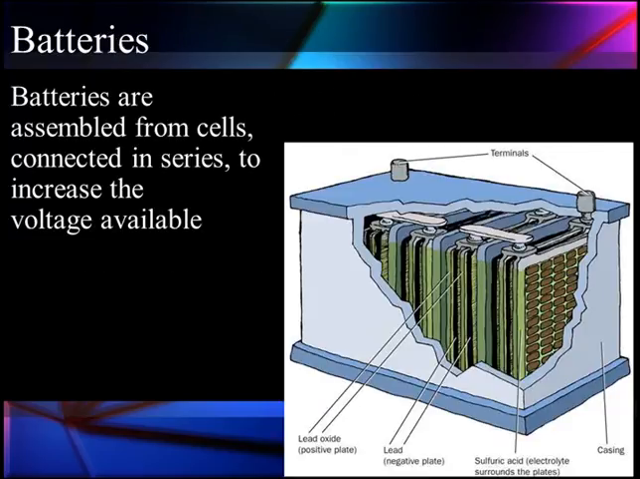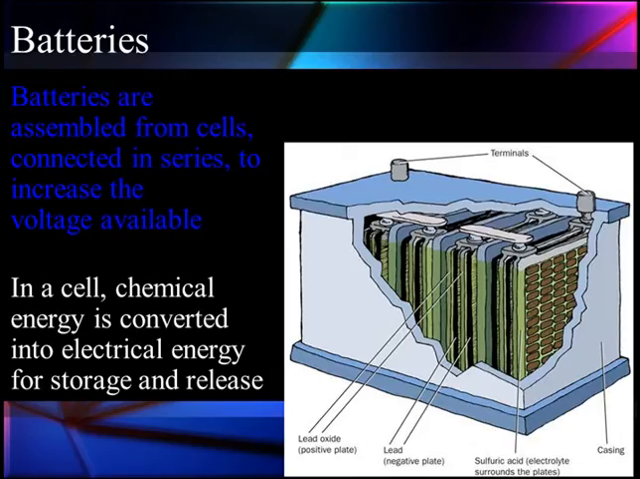Let's start off with our battery. It's an assembly of cells connected in series to increase the voltage that's available. Now, in a cell, the chemical energy is converted into electrical energy for storage and release. What that means is we're storing ions. We're having ions going through an electrolyte and depositing on the cells. We have an excess of negative ions on the negative cell and an excess of positive ions on the positive cell. Positive ions need an electron to return the atom back to normal. Negative ions need to release one electron.